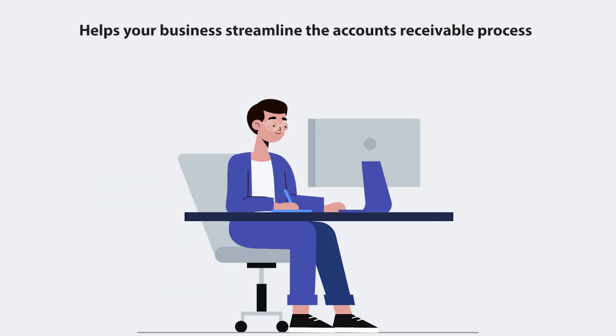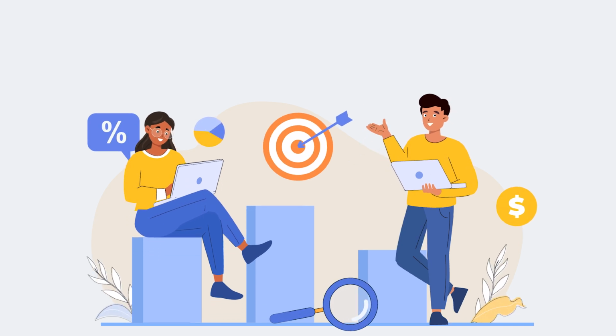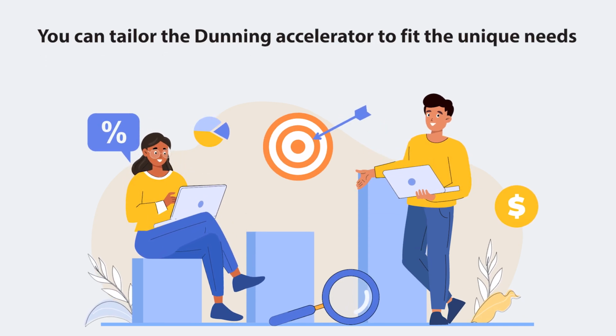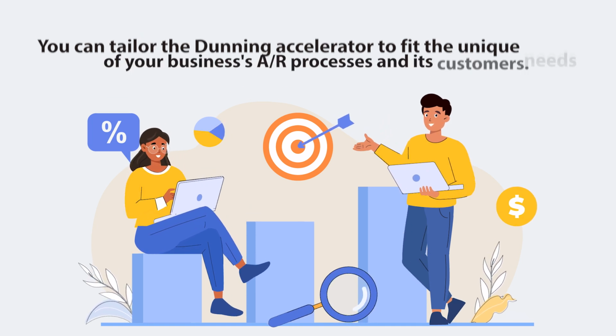The Dunning Accelerator helps your business streamline the accounts receivable process by keeping customers informed on their current, upcoming, and past due invoices. With customizable messaging, triggers, and workflows, you can tailor the Dunning Accelerator to fit the unique needs of your business's AR processes and its customers.